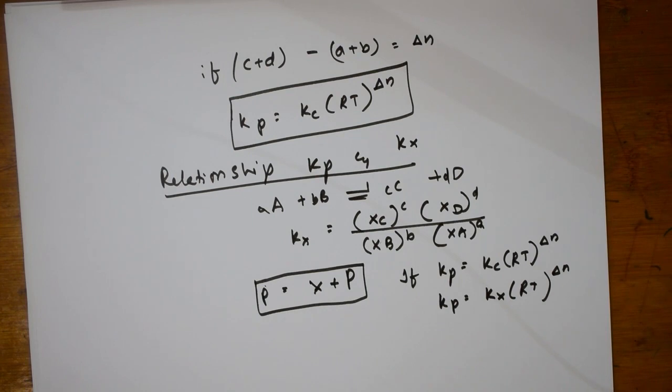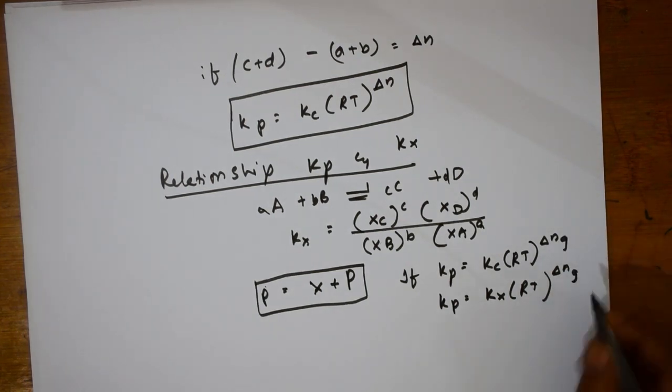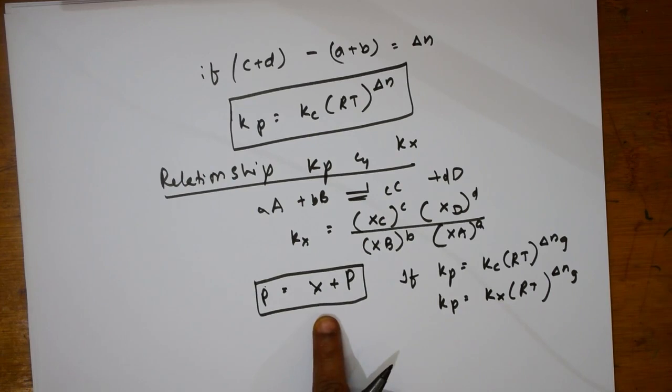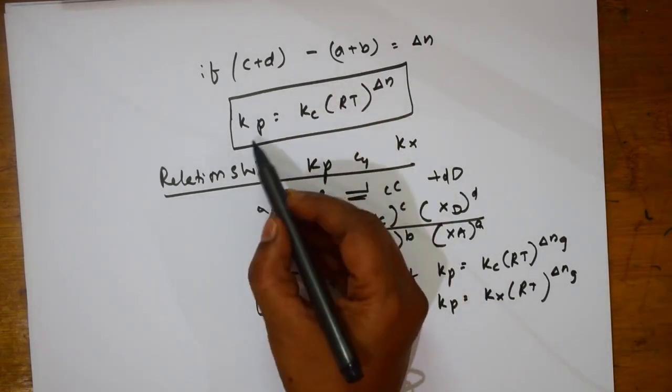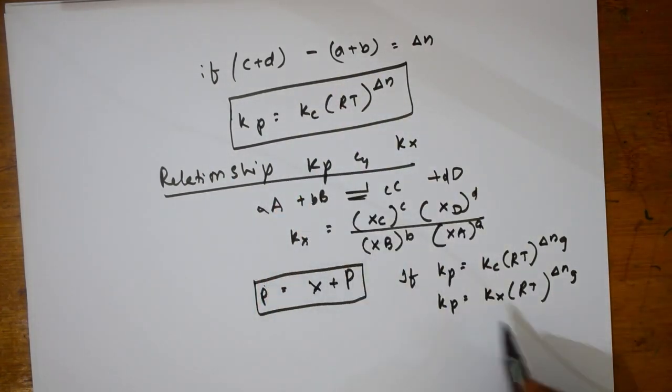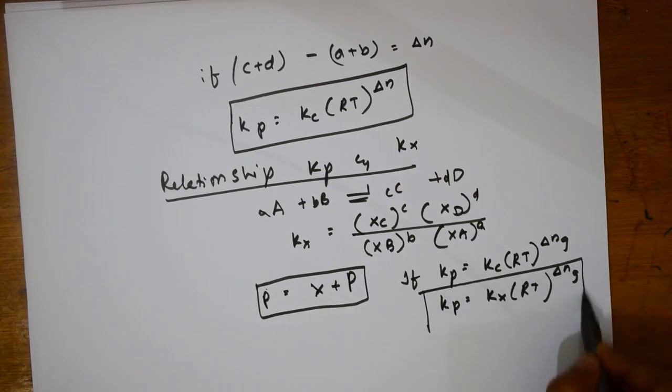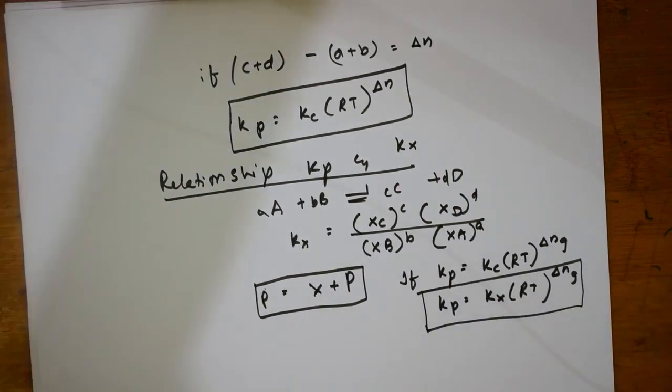I can also write this as delta ng. Why am I writing this ng? This ng is equal to the number of moles of the gaseous products minus the number of moles of the gaseous reactants. Remember this. One more formula for you. Kp and Kc is this formula. Kp and Kx is this formula. So both the relations, please remember.